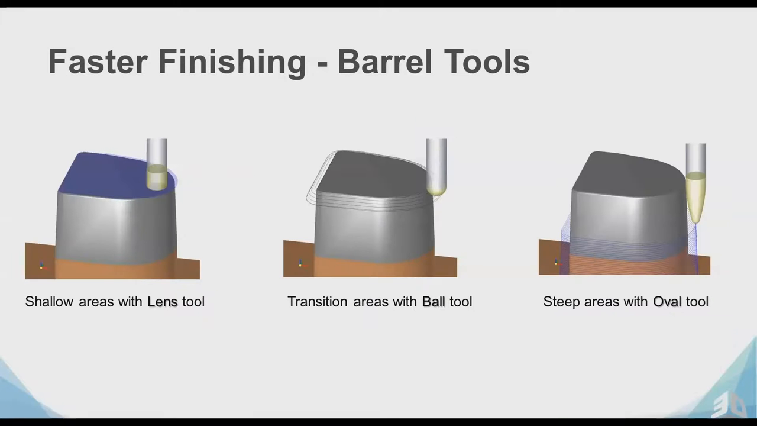Here is an example of a very simple demo utilizing 3 tools. On the left side, we will use the lens tool for the horizontal areas. In the middle picture, we will use the standard ball tool for the transition area between the horizontal and the vertical walls. And on the right side, we will use the oval tool with the very big oval tool radius for the steep areas, the steep walls.